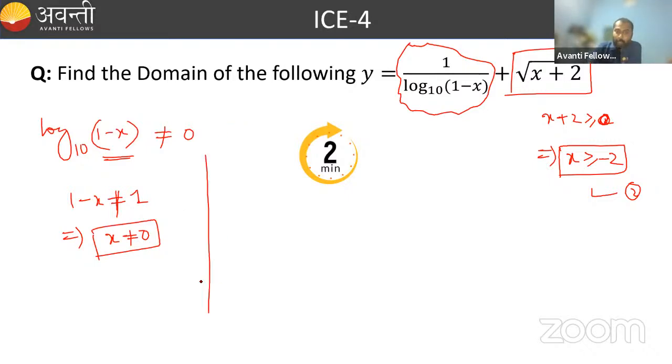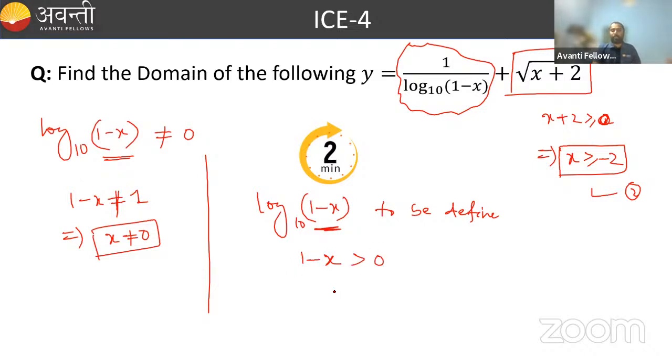Acha, one more case is there. That is, for log of 1 minus x to the base 10 to be defined, the argument of the logarithm function must be greater than 0. That is, 1 minus x must be greater than 0. Yes or no? है ना? That means by solving this inequality, what are you getting? x is less than 1. है ना? x is less than 1.